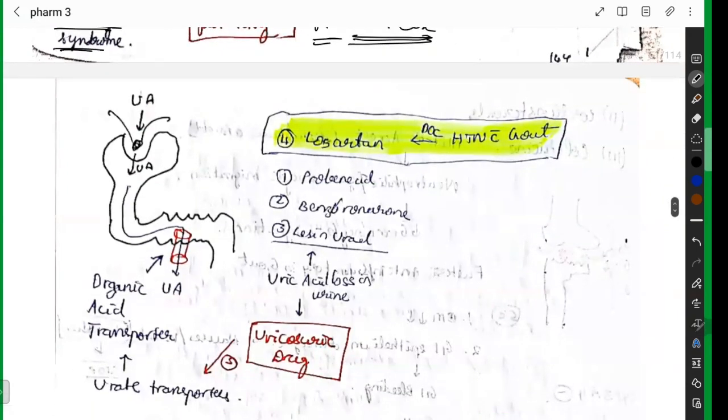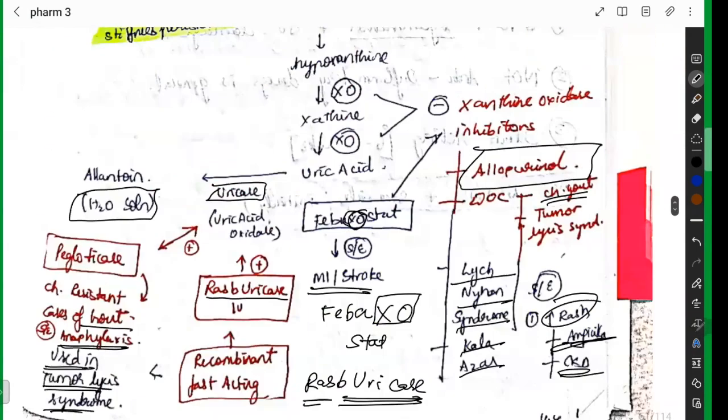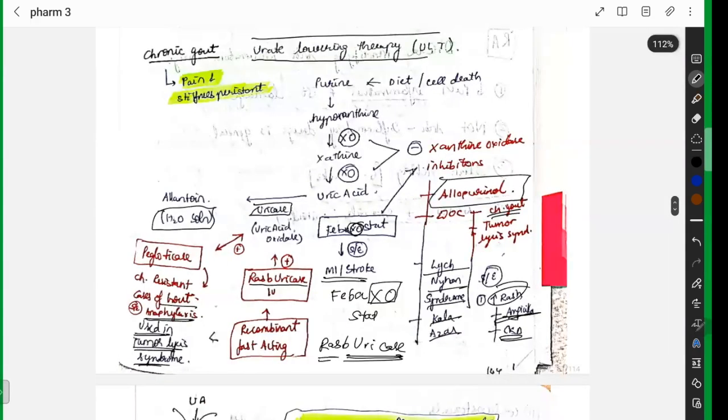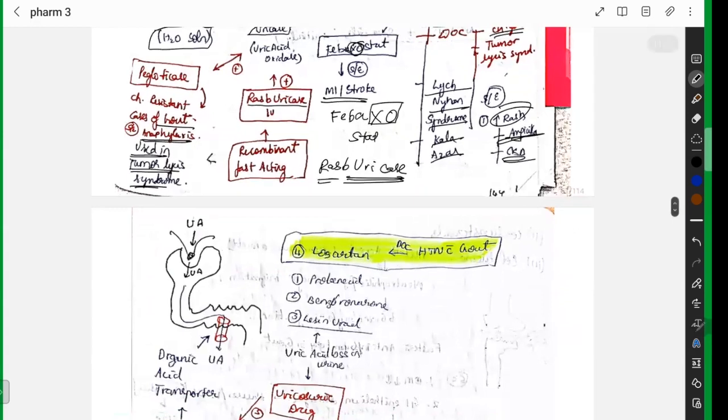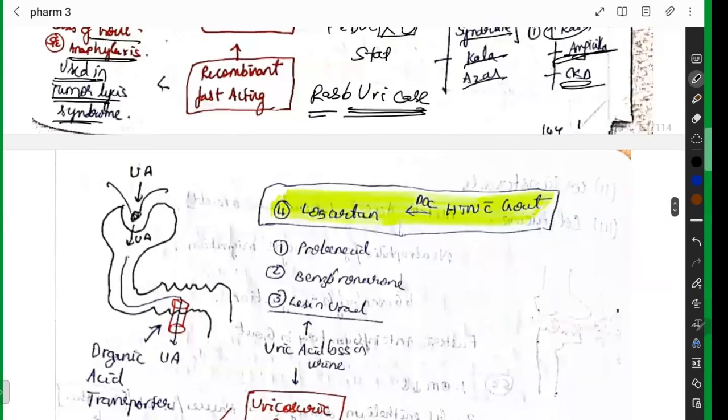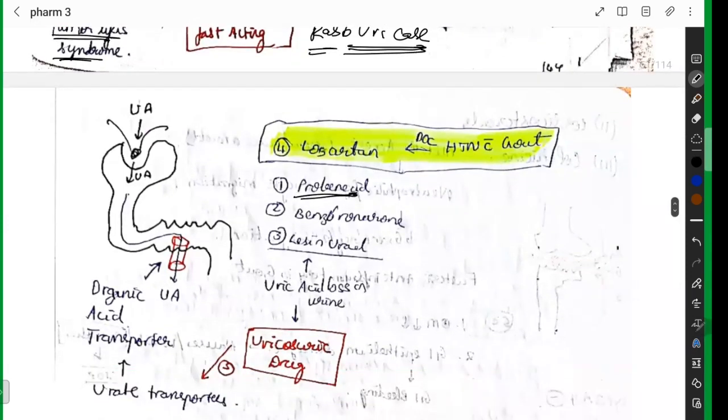Or you can do the other one. Okay, these are the two things which you can do. One is a xanthine oxidase inhibitor can be given, or you can give a uric acid oxidase stimulator, that is your rasburicase and pegloticase. Or you can also cause an increase in the uric acid excretion. How do you increase the uric acid excretion? By giving probenecid. Probenecid is helpful in uric acid loss in the urine. How do they help in uric acid loss in the urine? By inhibiting the organic acid transporter.